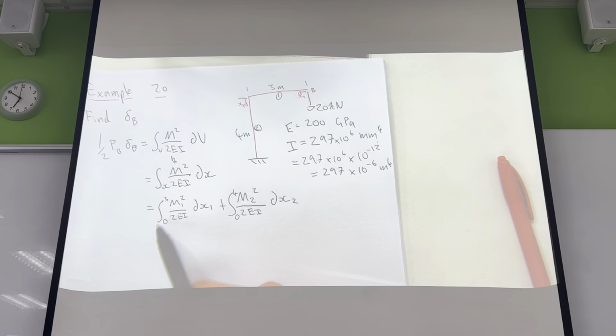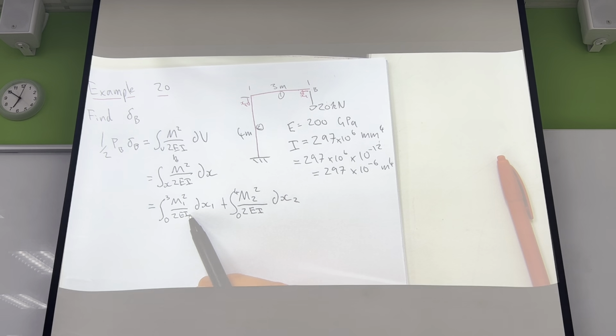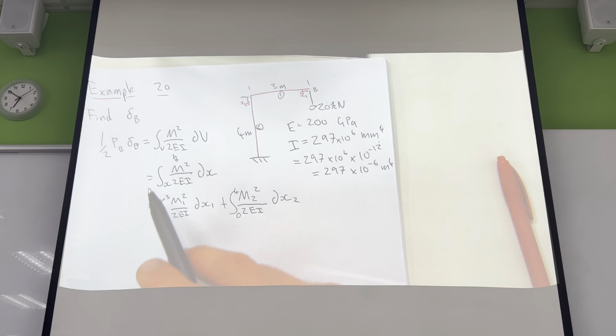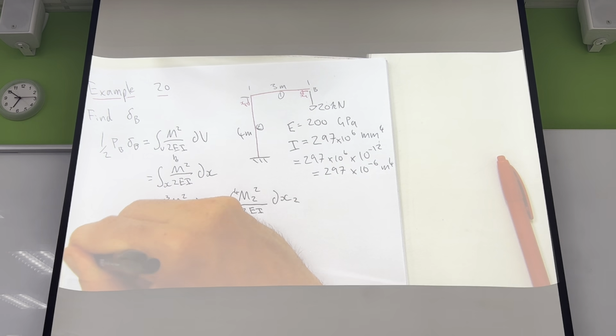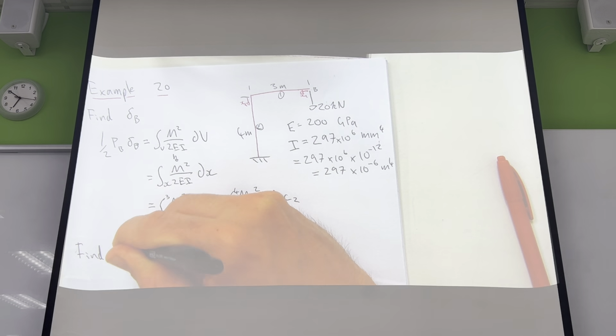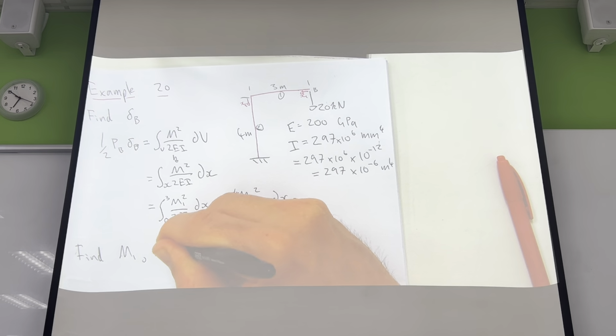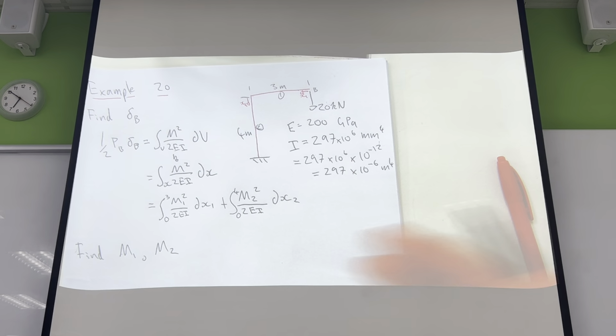Cool. So things we need to do now. I know E, I know I, I've got E and I common. I know the value of 2. So we just need to find the values of M1 and M2. Can we do that like we always have done?